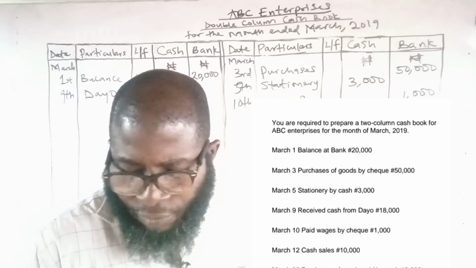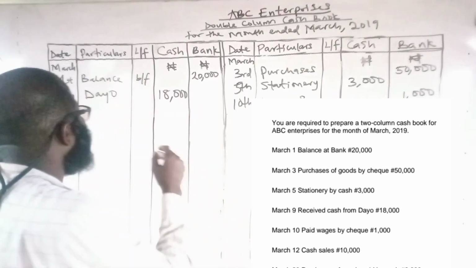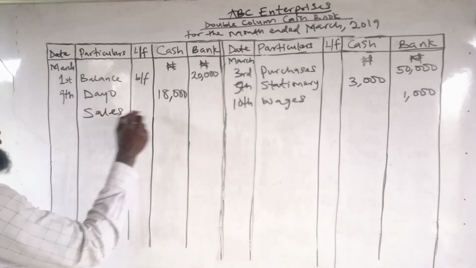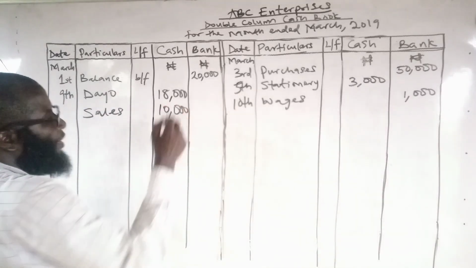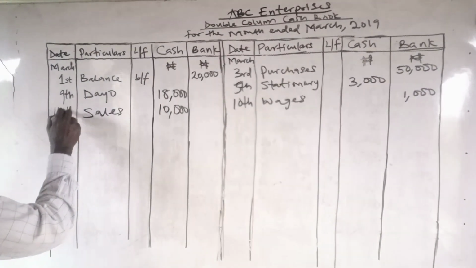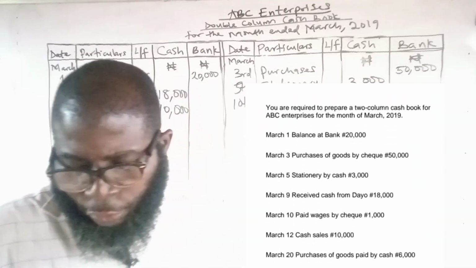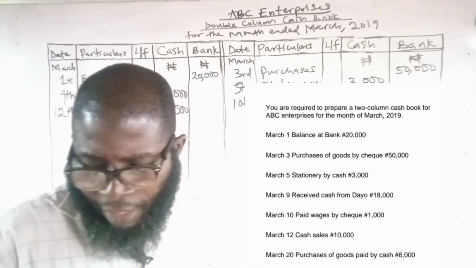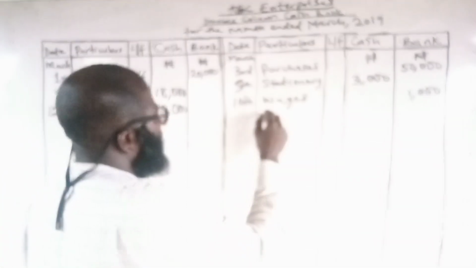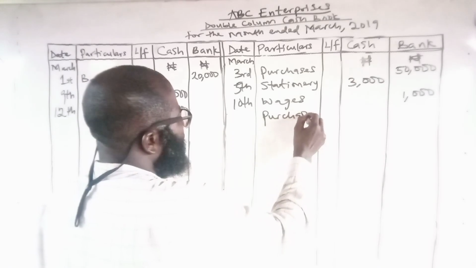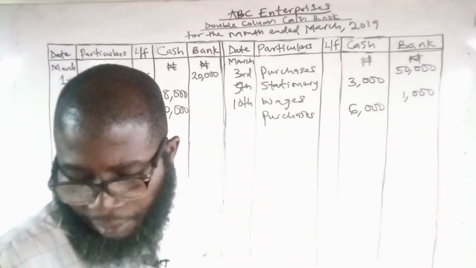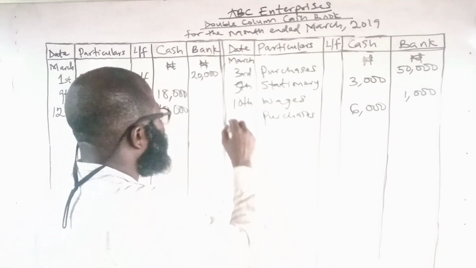Then March 12th, cash sales of 10,000 naira. Sales, that is under cash, 10,000 naira. What is the date? The date is 12. Okay. Then March 20th, purchases of goods paid by cash, 6,000 naira. Just put purchases by cash, 6,000 naira.